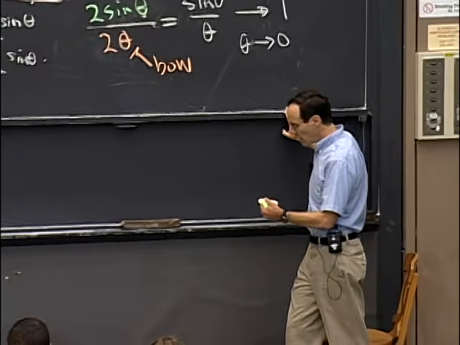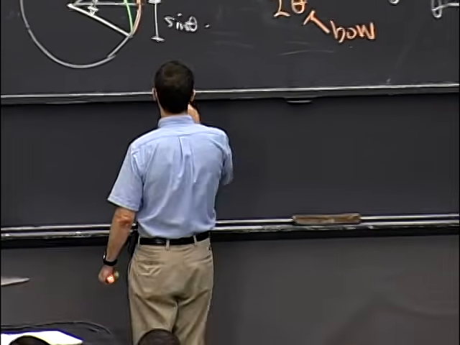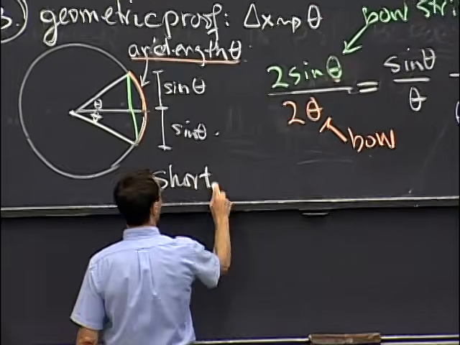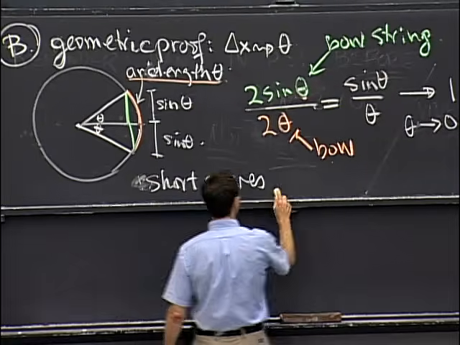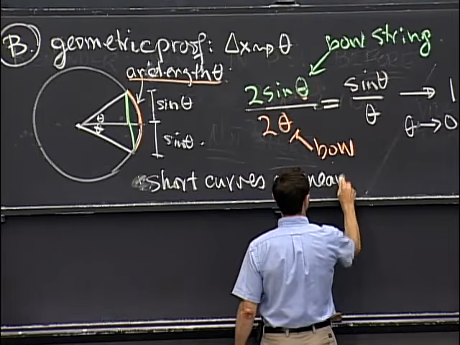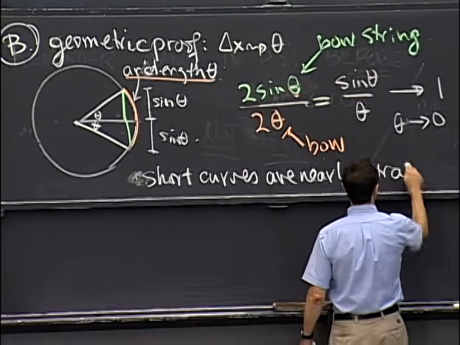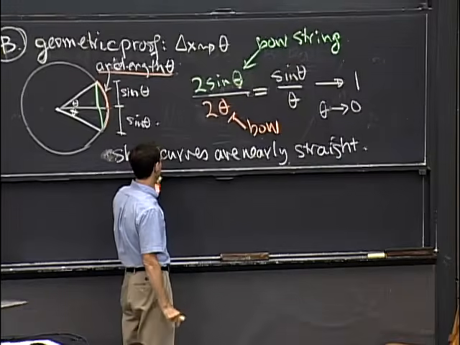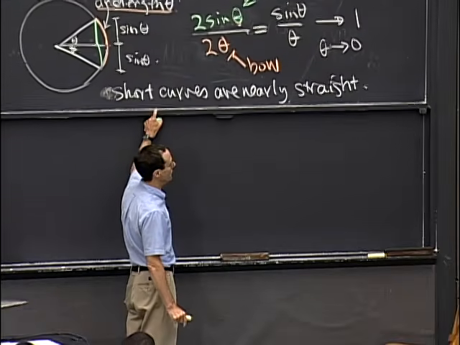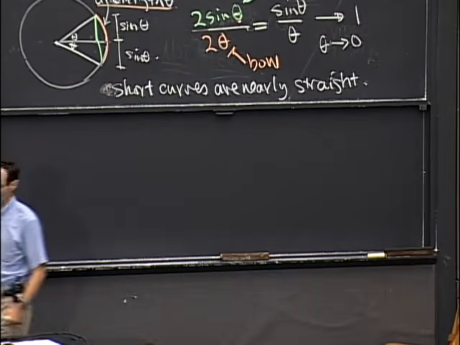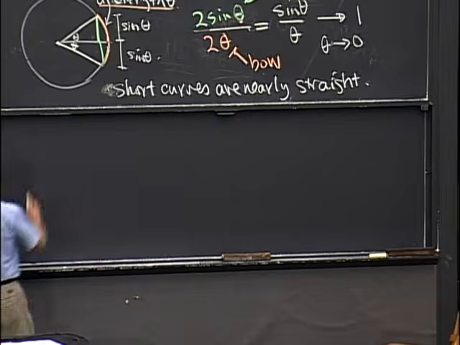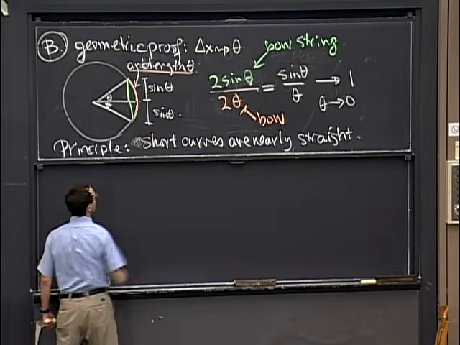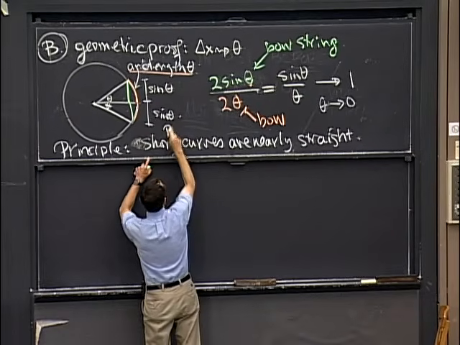I guess I'll articulate that by saying that short curves are nearly straight. All right, so that's the principle that we're using. Or short pieces of curves, if you like, are nearly straight. So if you like, this is the principle. So short pieces of curves.